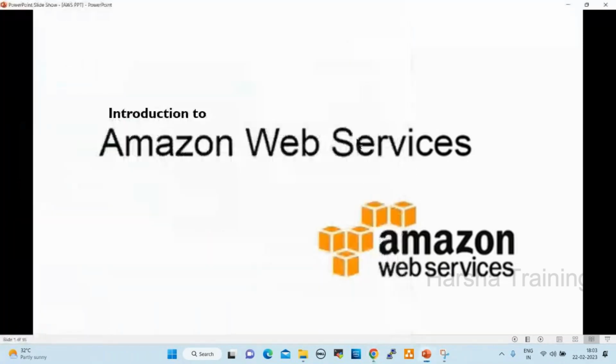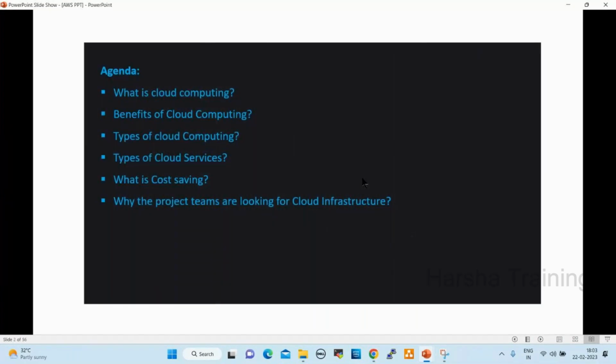Today's agenda is: what is cloud? What are the services available in cloud? Why are the project teams looking for cloud? These are what we are going to discuss. The agenda is what is cloud computing, benefits of cloud computing, types of cloud computing, types of cloud services, what is cost saving, and why project teams are looking for cloud infrastructure. Currently whoever is using physical servers and physical data centers is looking for cloud data centers and cloud infrastructure. Why are they looking for cloud infrastructure? We'll go deep dive.